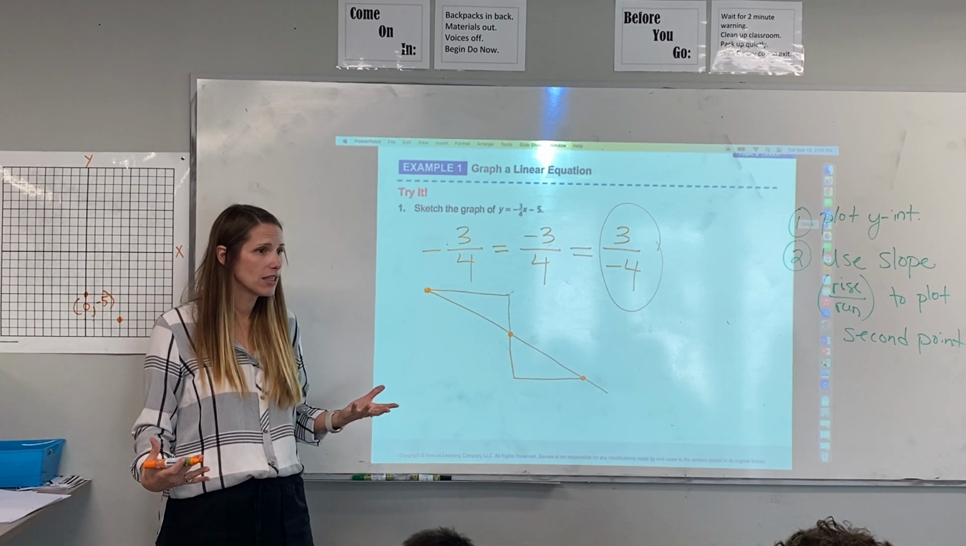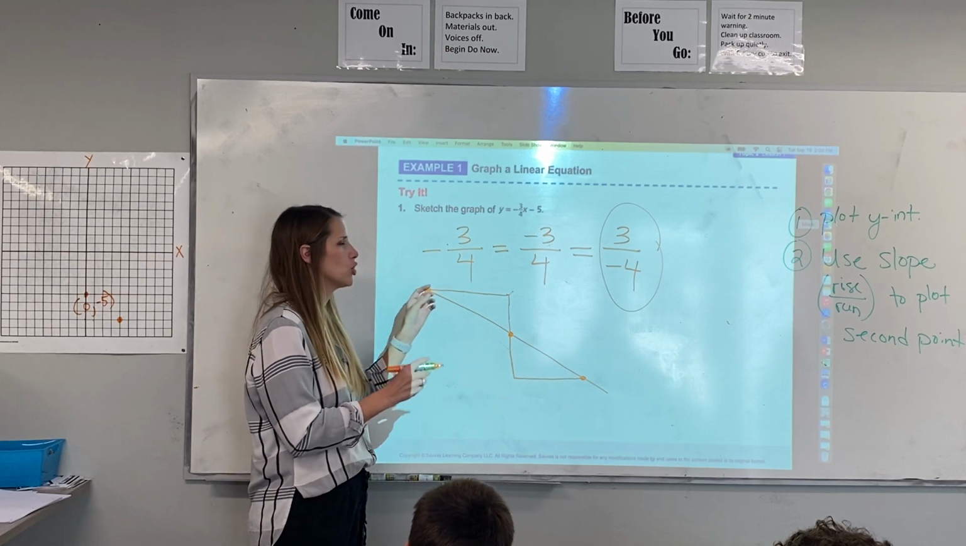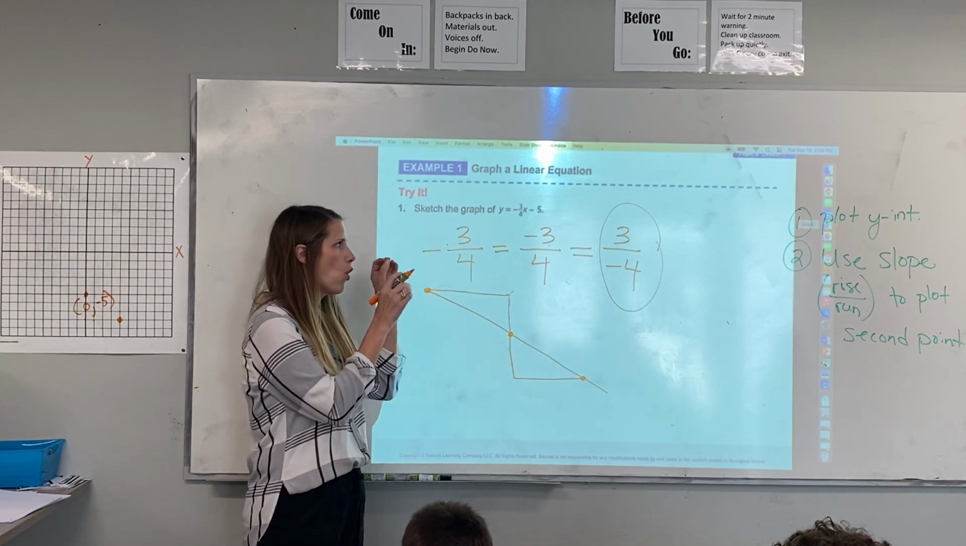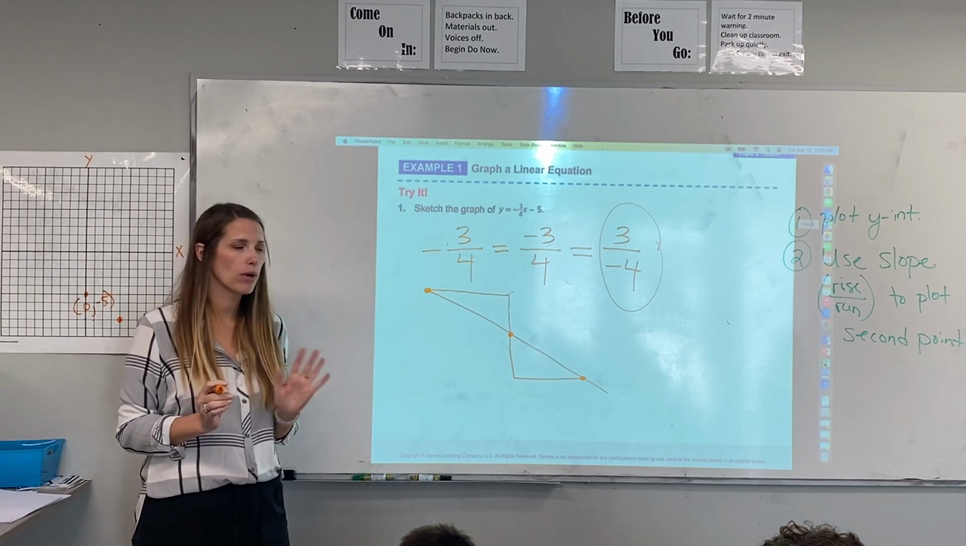So you go up 3 and then down. As long as, if the slope is negative, you have to assign only one of your numbers to be the negative. So if we go up 3, the other one has to be positive.